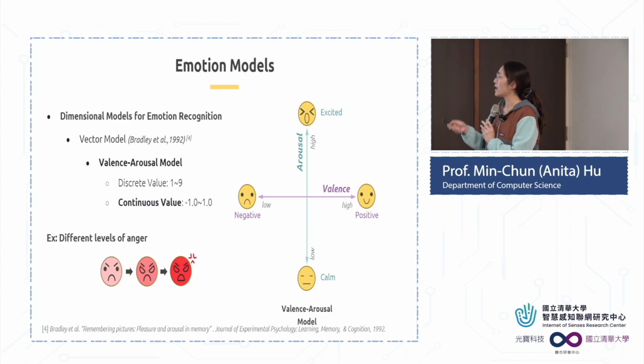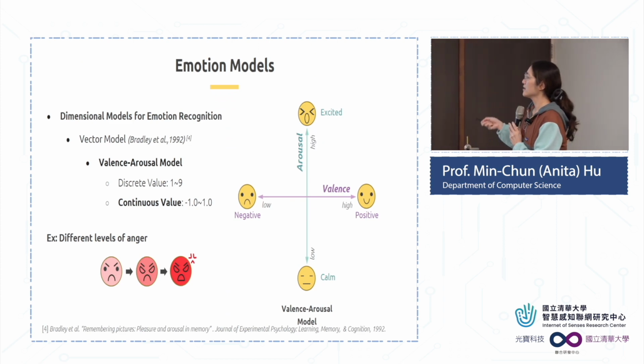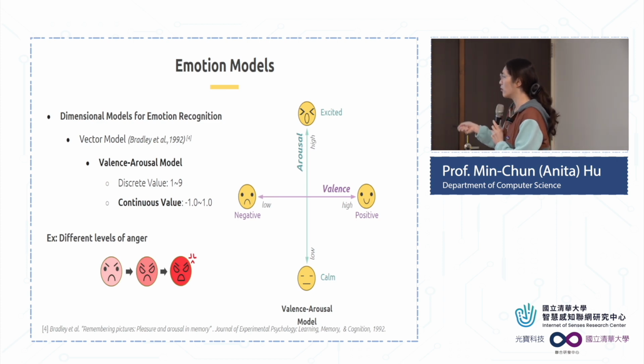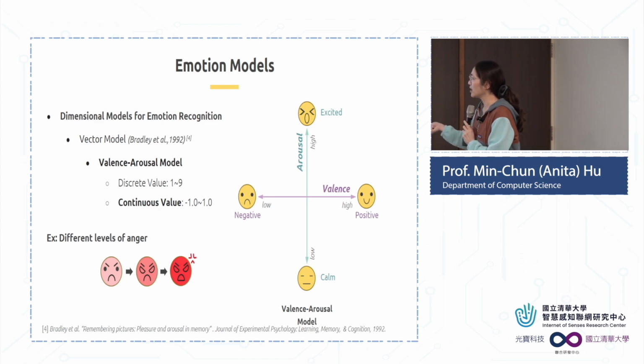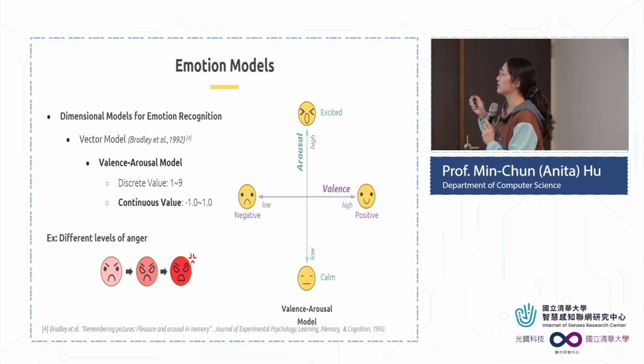So in our work, we use a different kind of emotion model, called the valence and arousal model, which means we decompose the concept of emotion into two dimensions. The first dimension is whether the emotion is more positive or more negative. The other one is whether the emotion is more excited or more calm. In the later work, we investigate the emotion based on the valence-arousal model, so the label of the emotion of the content is a value, maybe a discrete value from 1 to 9, or a continuous value from -1 to 1.